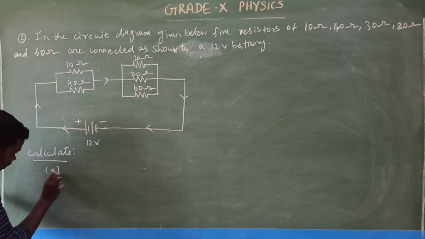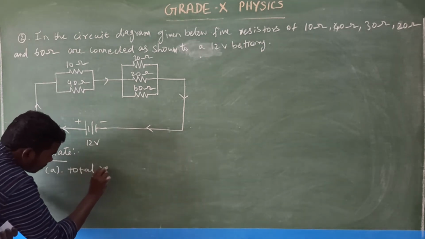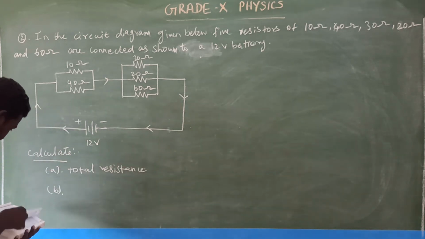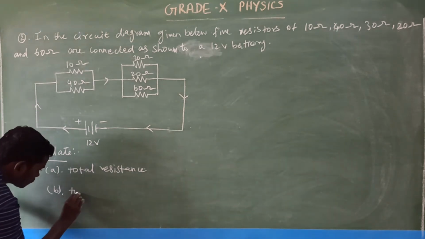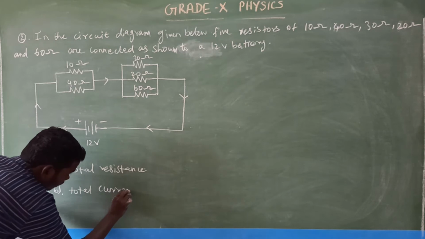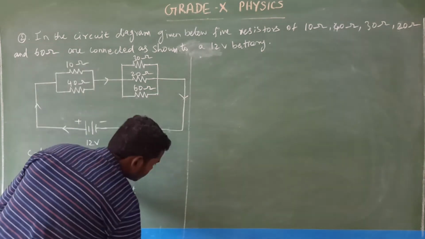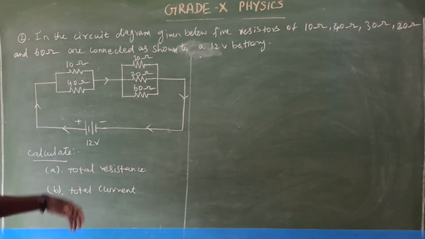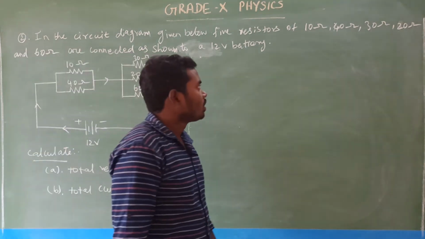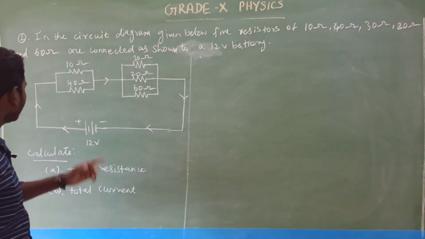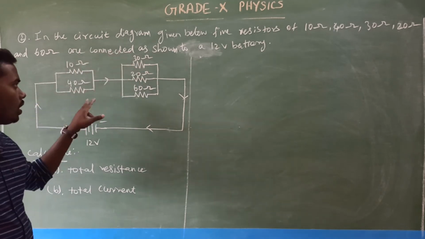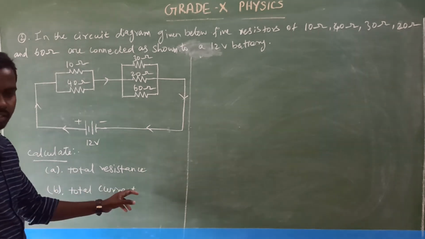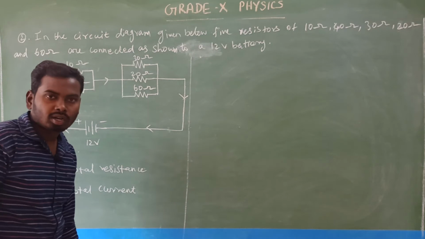Calculate first the total resistance and second the total current. So this is a question, students. Look at here. In the circuit diagram given below, 5 resistors of 10 ohm, 40 ohm, 30 ohm, 20 ohm and 60 ohm are connected as shown to a 12 volt battery. From the circuit calculate the total resistance and total current value. Am I right?